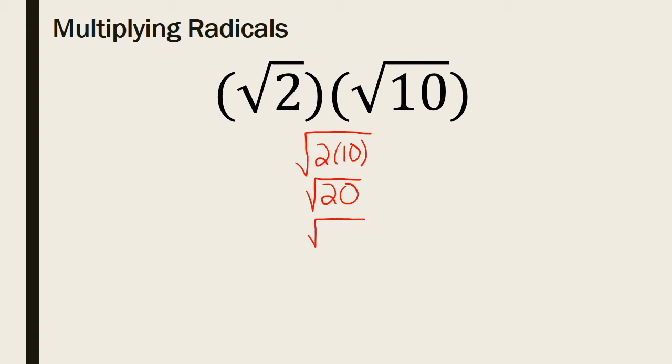I can write radical 20 as radical 4 times 5. 4 is a perfect square. And then radical 4 times 5 can be written as radical 4, radical 5. I know that square root of 4 is 2, which makes me end up with 2 radical 5 in the simplest form.